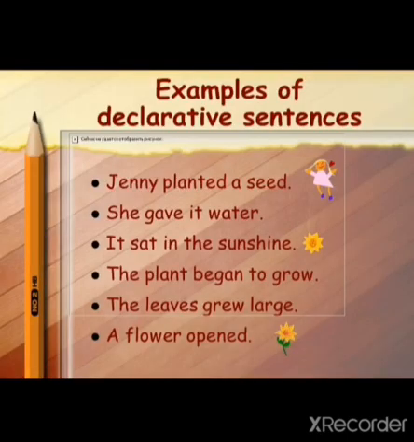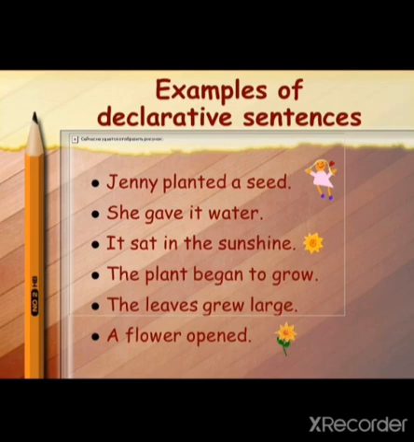Now you can find some examples of declarative sentences. Jenny planted a seed, she gave it water, it sat in the sunshine, the plant began to grow, the leaves grew large, a flower opened. This is just like a story, but it is in the form of sentences. So these are declarative sentences.